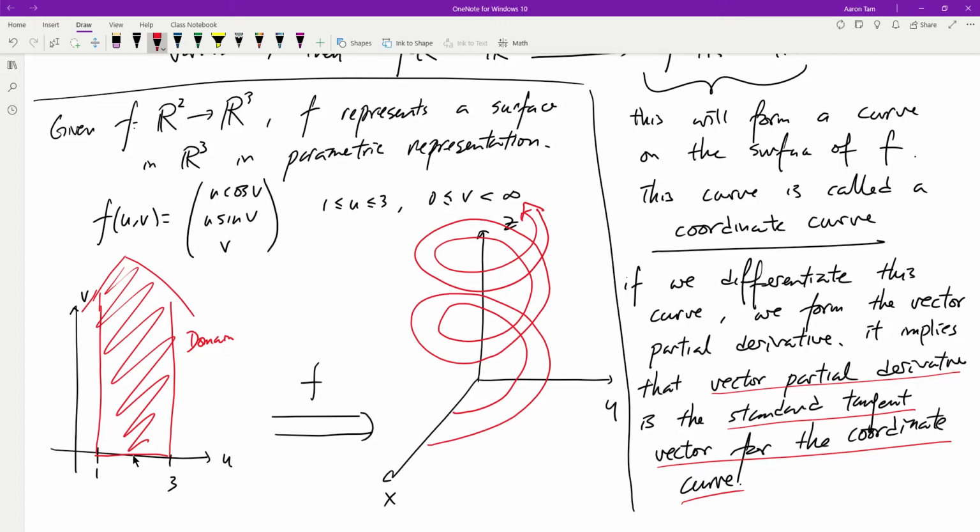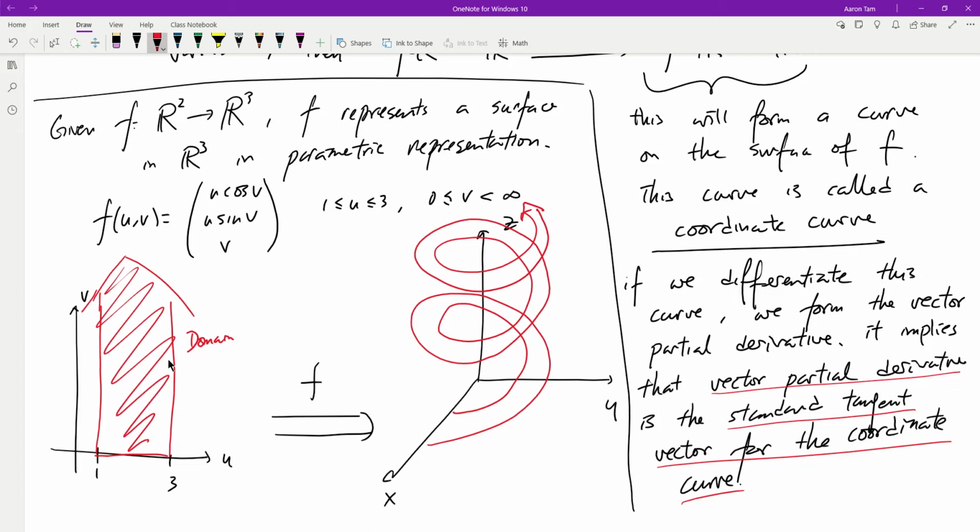Okay, it basically takes this infinitely long rectangle and bends it and has it spiral, rotate around the z-axis, and as it rotates around the z-axis, it rises up. Okay, kind of like a spiral staircase or like a slinky.